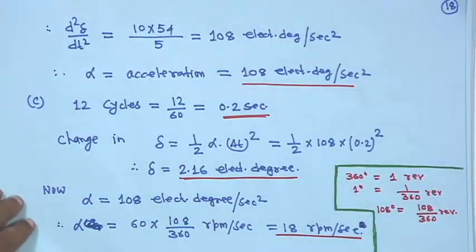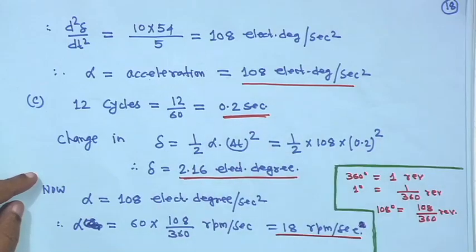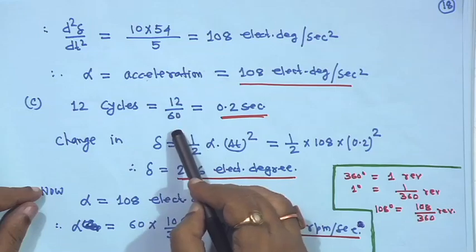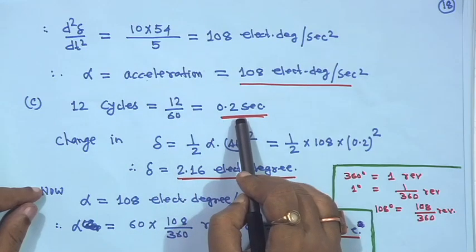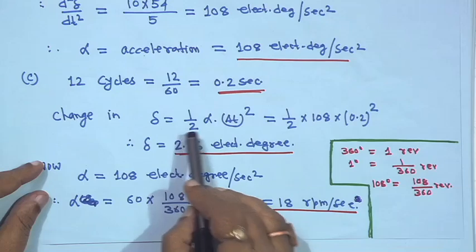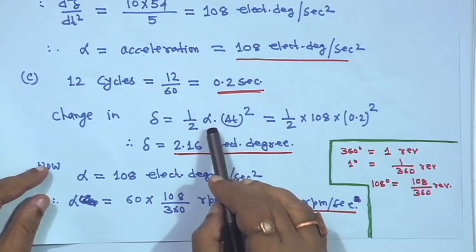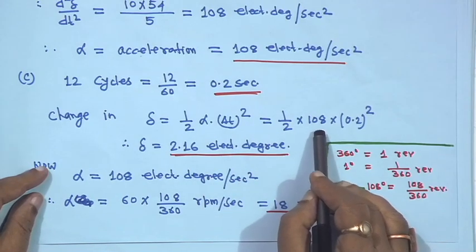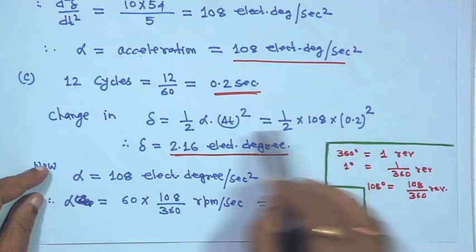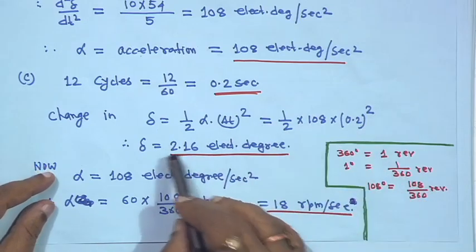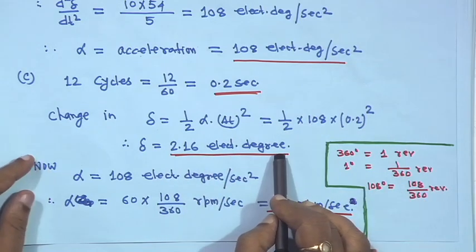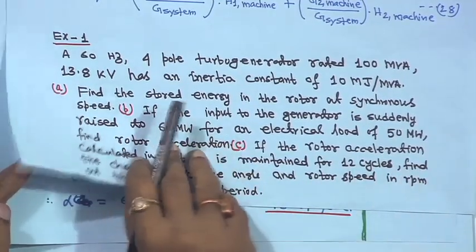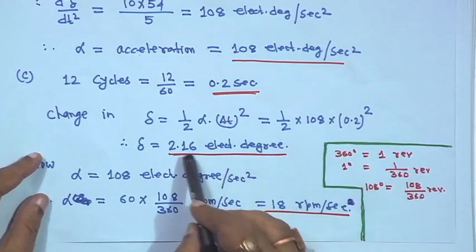So, 12 cycles, it is a 60 hertz system. So, 12 cycles means 12 by 60, which is equal to 0.2 second. So, change in delta is equal to half alpha into delta t square, that is half into the acceleration, 108 electrical degree per second square, into 0.2 square. So, delta is actually 2.16 electrical degree. That is the change in torque angle, as it has been asked.